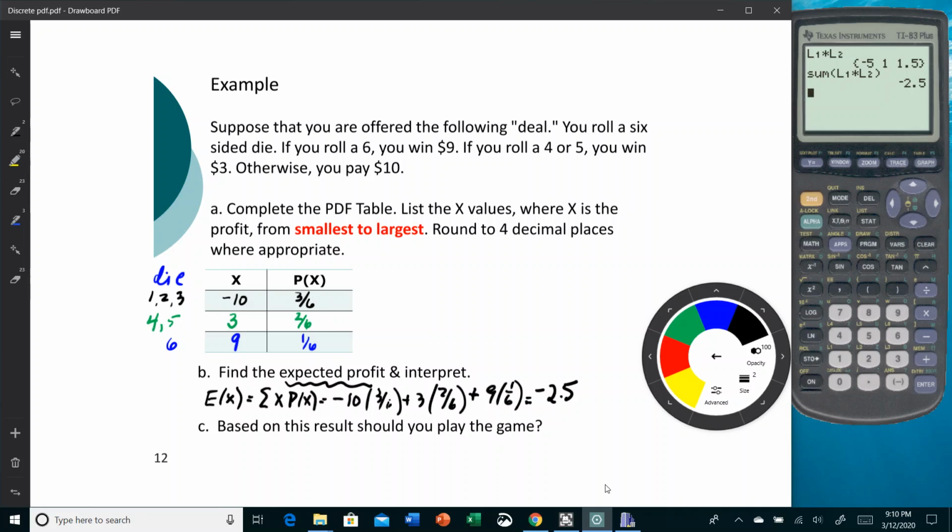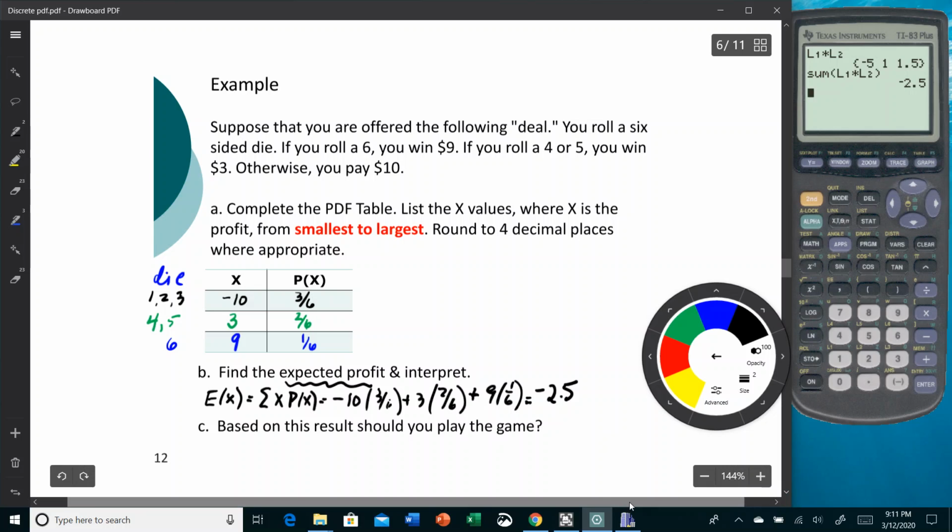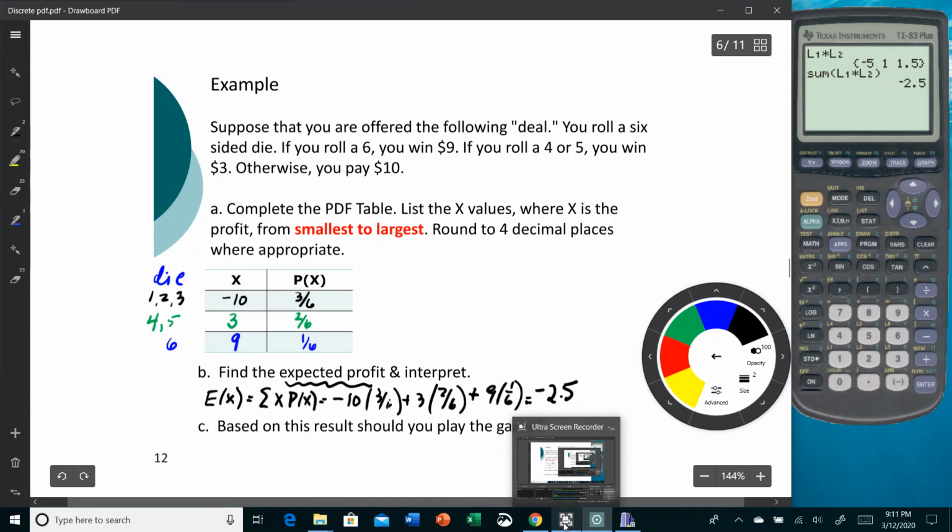So, how would we interpret this? If we played the game many, many, many times on average, we would expect to lose about $2.50. So based on this result, should you play the game? Well, only if you want to lose money. If you don't mind losing some money and you think the game is fun, then maybe it's worth it for you to play. But if you are playing the game to make money, then this would not be the right game to play. Okay, that's all for this slide.